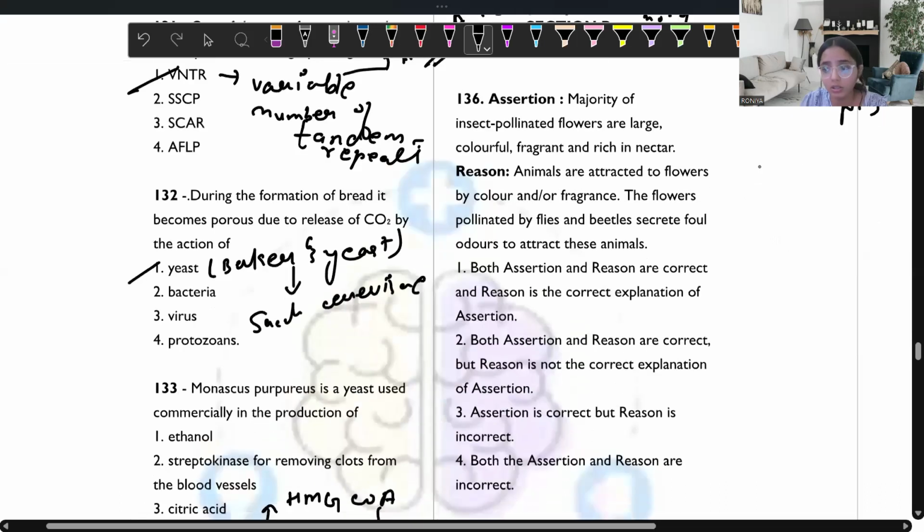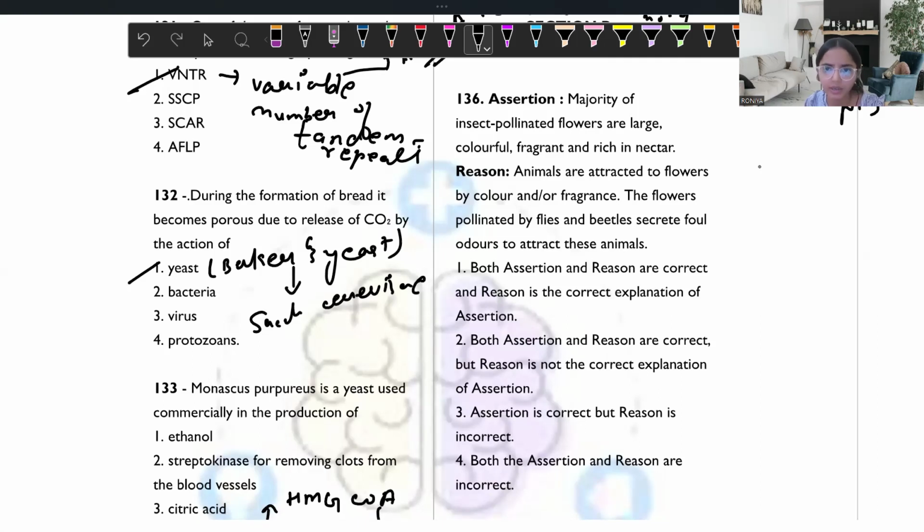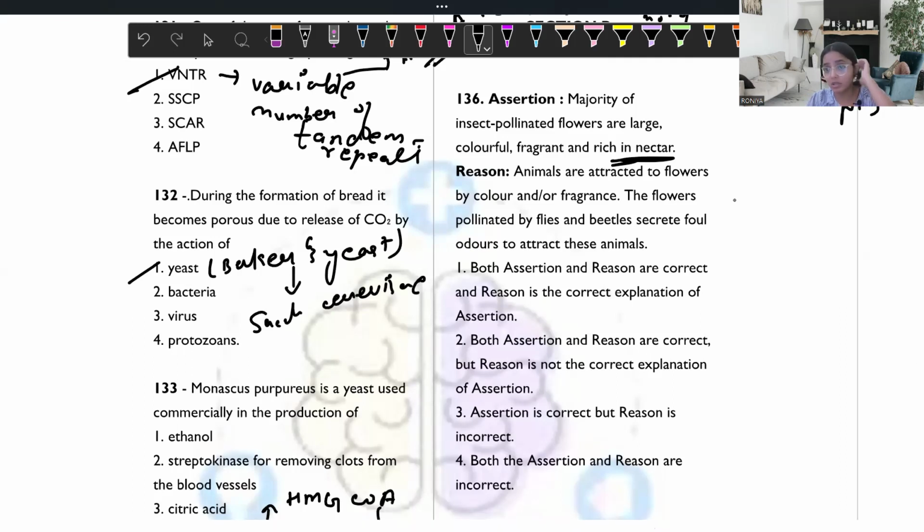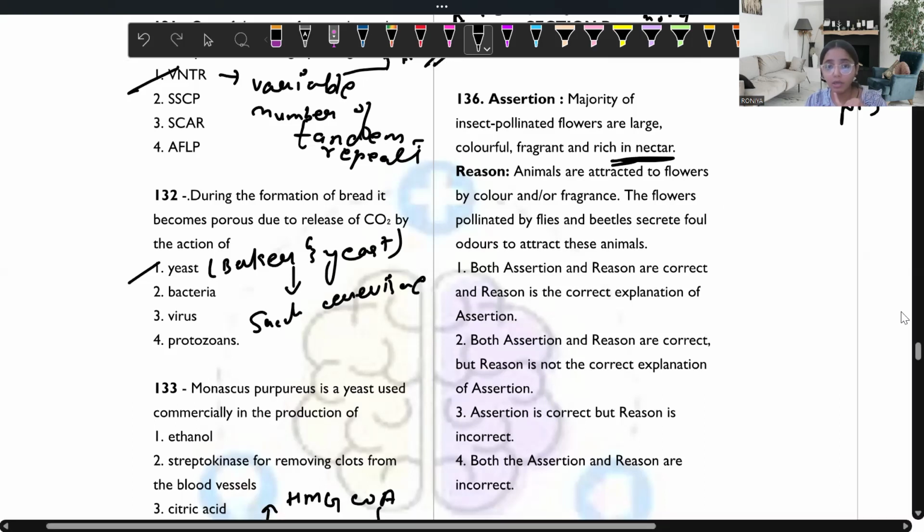Moving on to question 136, it's an assertion reason type question. It says the majority of insect pollinated flowers are large, colorful, fragrant and rich in nectar. Yes, because we have to provide insects some reward for the pollination they perform for flowers, and that reward is nectar. And these large, colorful, fragrant flowers are for attracting insects. Insects will come to a flower only if it is attractive, right? So it has to be large, colorful, nicely looking and fragrant. So it's a correct statement.